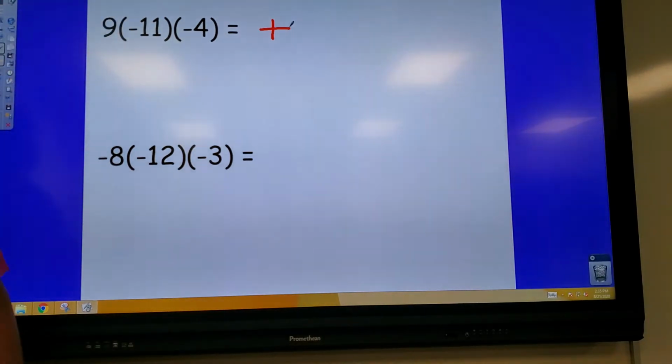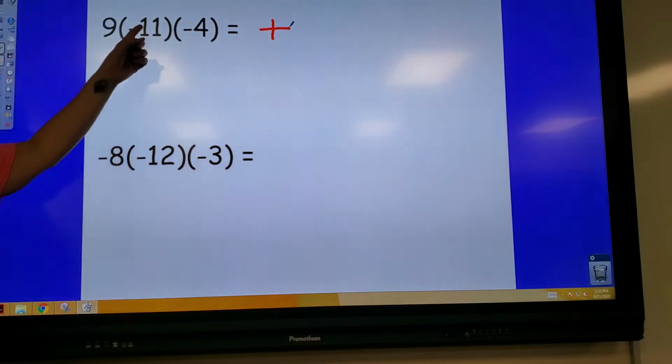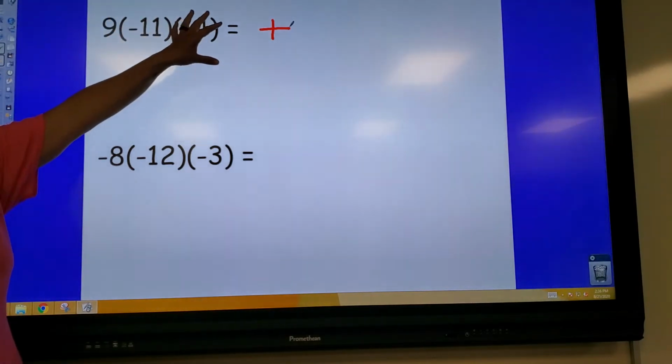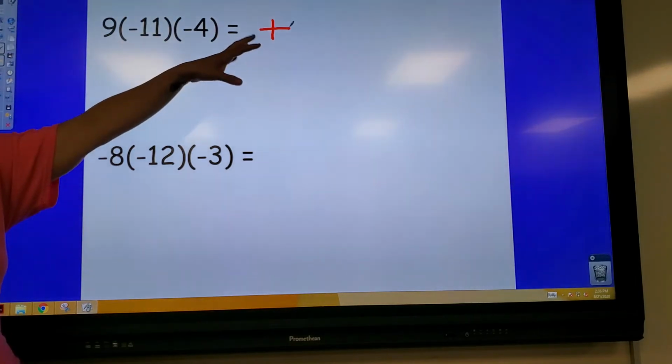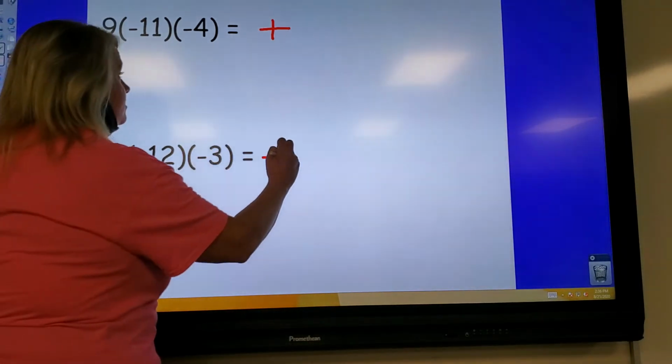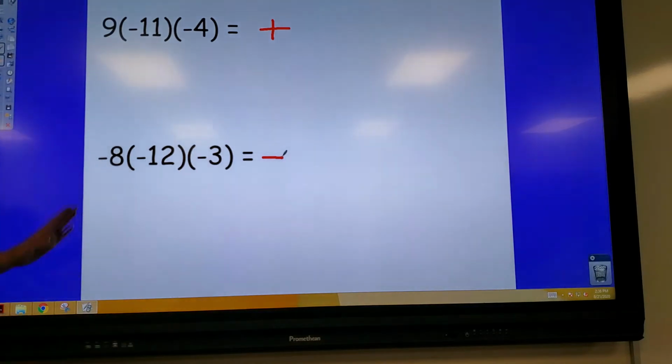Now, if you don't want to use a shortcut, you could go ahead and do 9 times negative 11, and then get that answer, negative 99, and then negative 99 times negative 4, and that'd be a positive answer, right? Down here we have even or odd amount. Odd amount. So if there's an odd amount of negative signs, the answer is going to be negative. Right? And again, you can break it into pieces. Let's go ahead and find this.